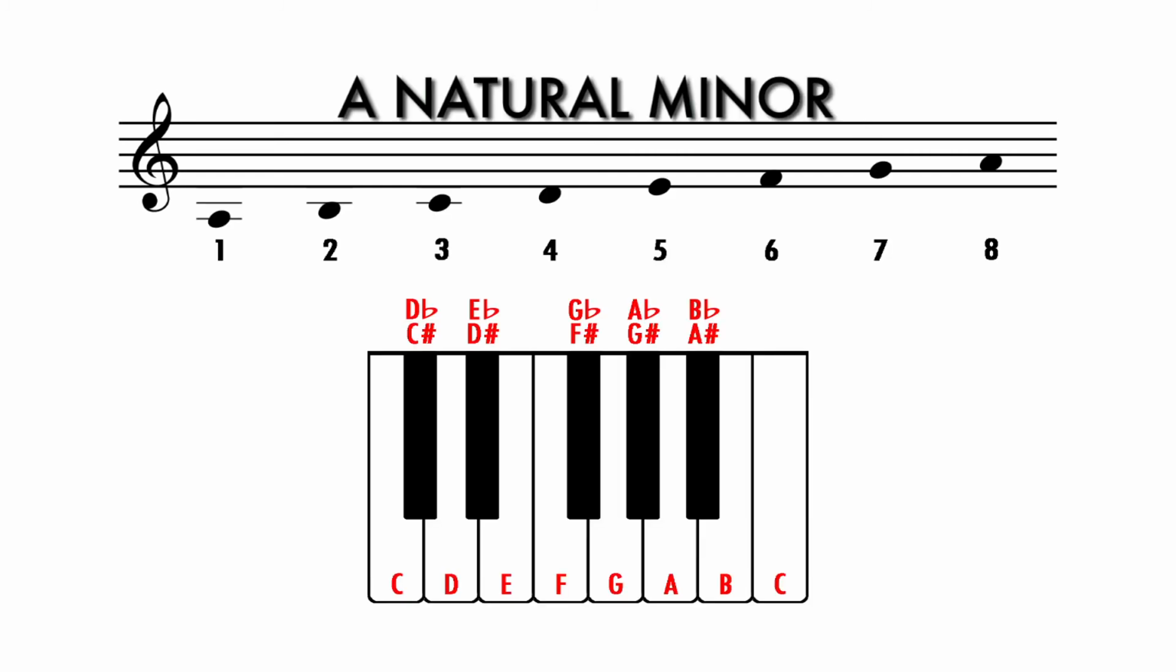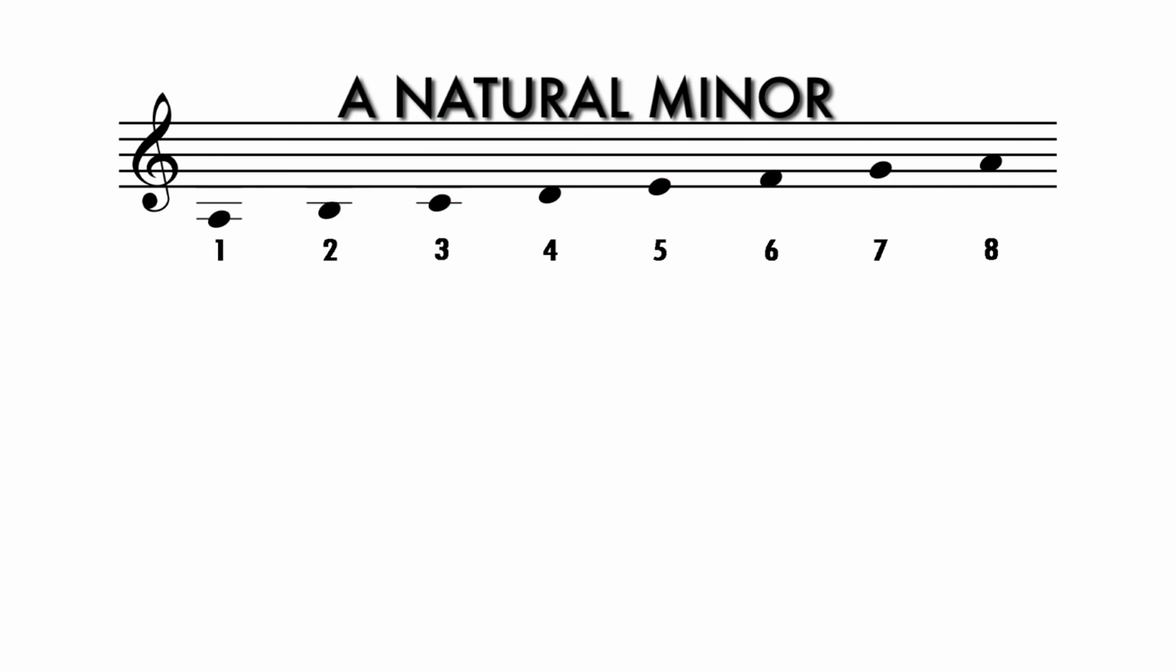Next, we have the natural minor scale. As you can see, in a natural minor, there is a semitone between the 2nd and 3rd, as well as the 5th and 6th scale degree.